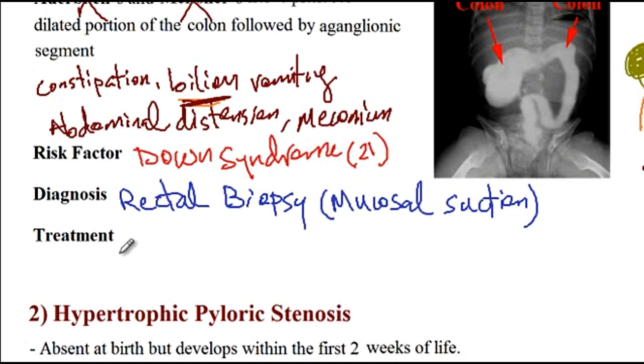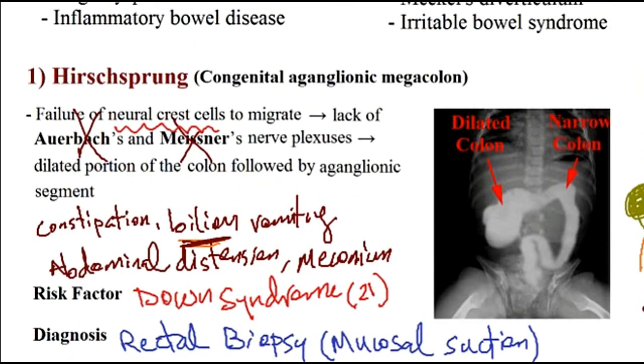For the treatment of these patients, you have to surgically resect the aganglionic portion of the GI tract and then connect the rest of it to the anus. You know how here the dilated portion is the normal portion, while here the narrow colon is the aganglionic section. So for the surgical treatment, this portion needs to be resected, and then the dilated portion needs to be extended to reach the anus.